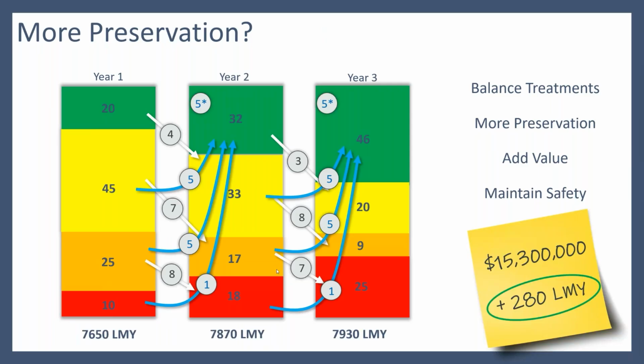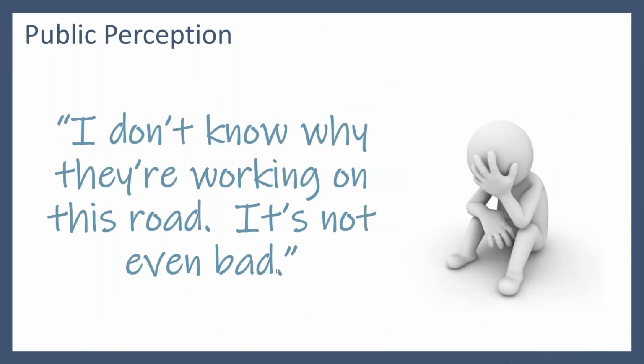There we are. So in this plan, we have added 280 lane mile years, and you can do trial and error with this all day long. It's kind of fascinating. The hardest part is public perception.